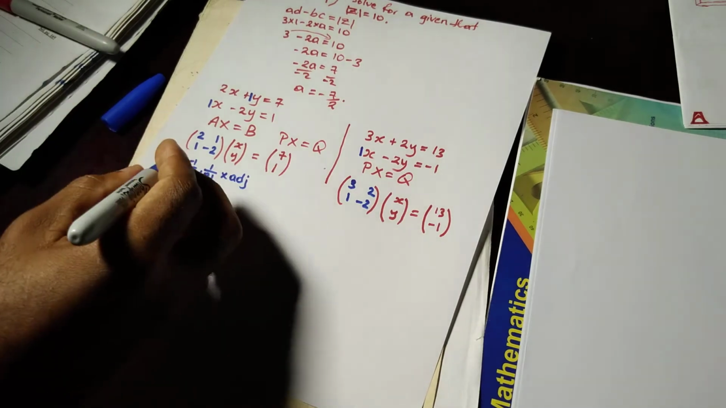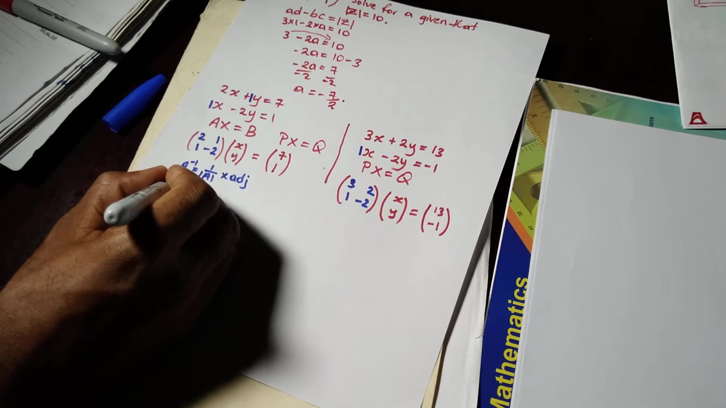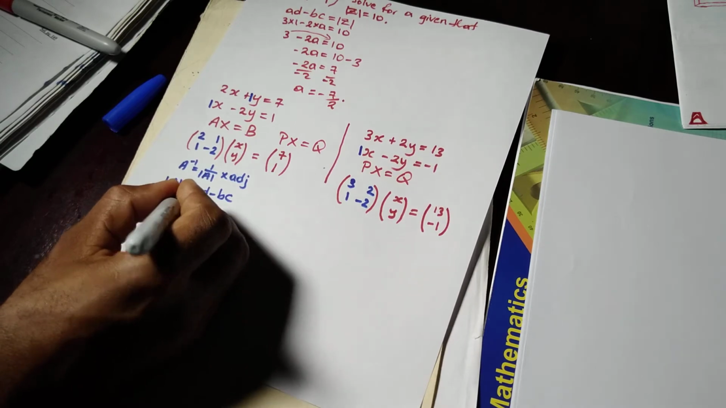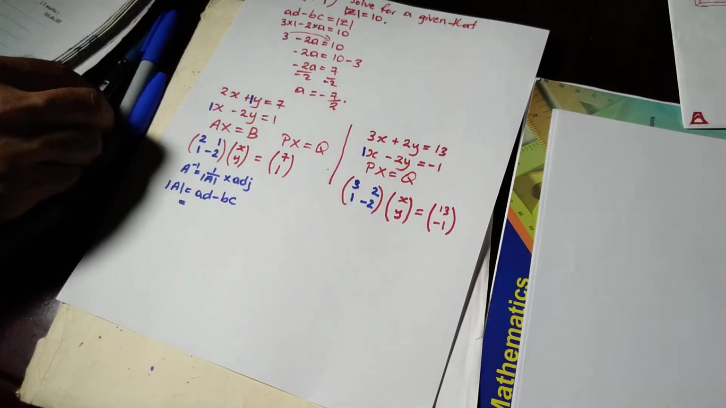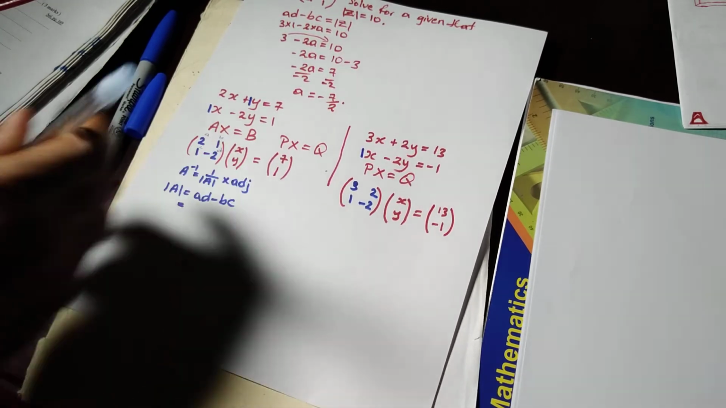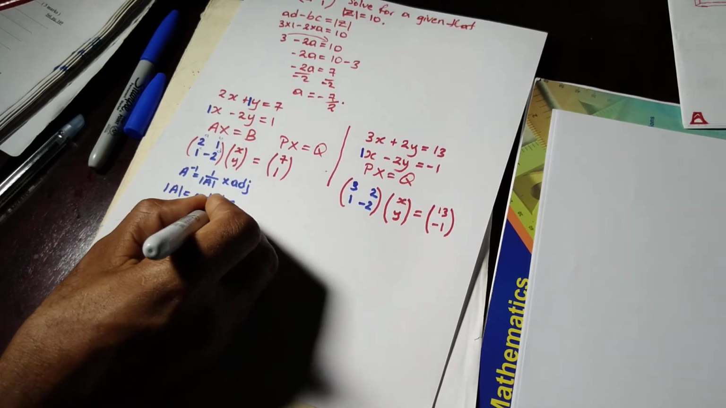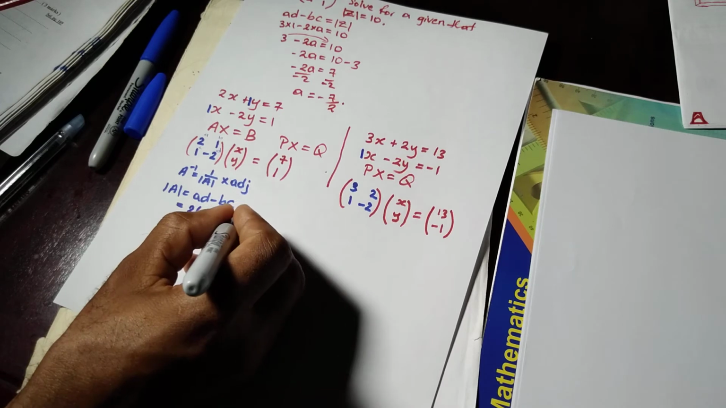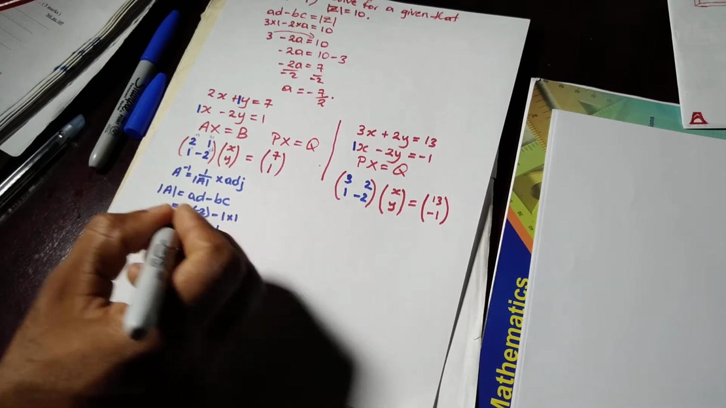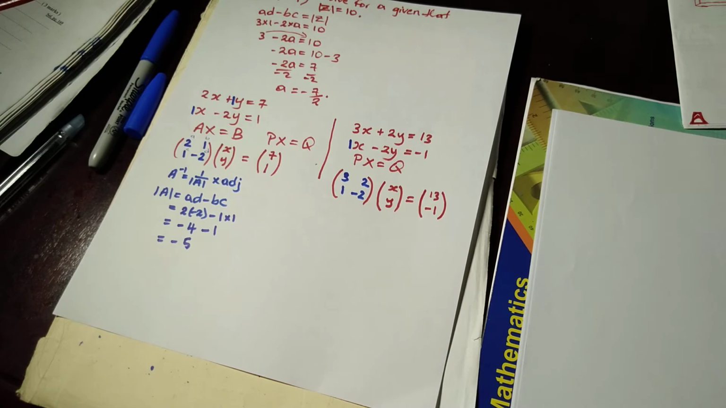So remember, the determinant of A is equal to AD minus BC. Let me show you. This is A, this is B, this is C, this is D. So it's going to be 2 times minus 2, minus 1 times 1, which is equal to minus 4 minus 1, which is equal to minus 5. That's the determinant for A.